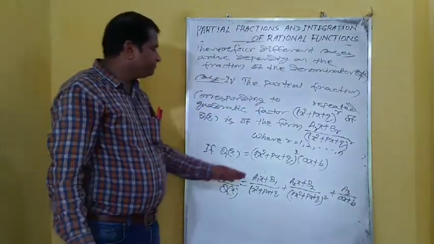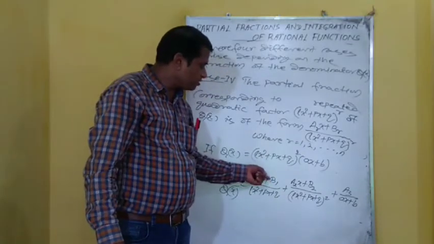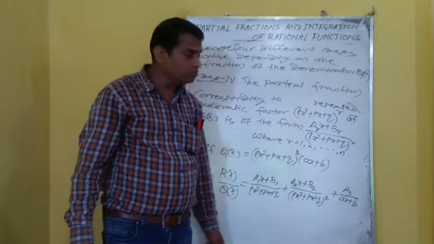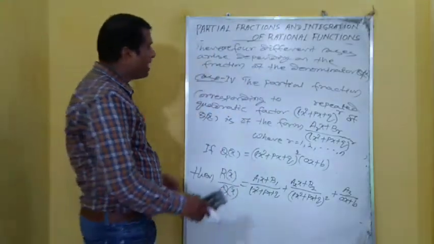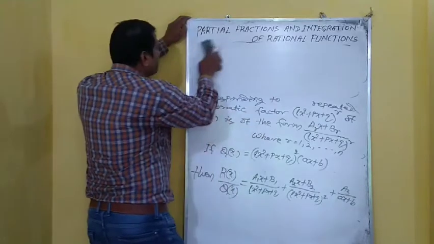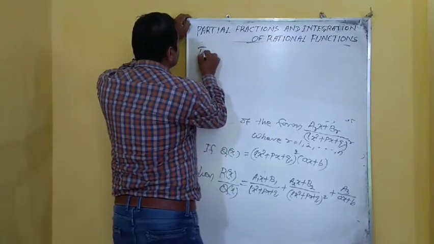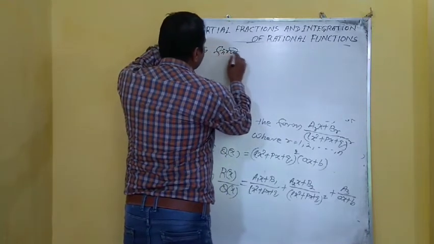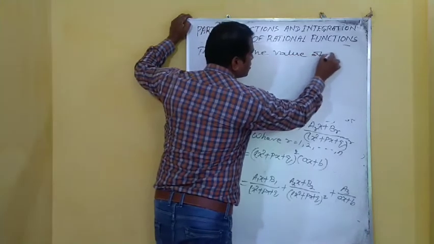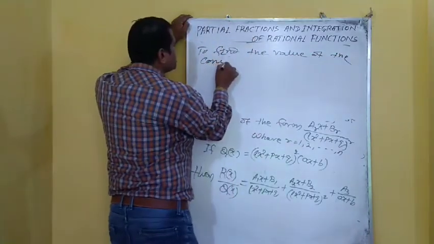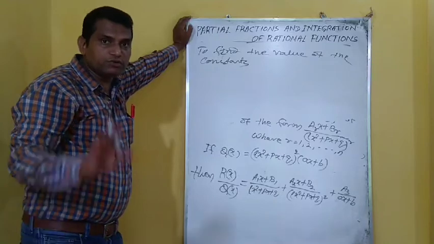Okay. So now we should know how we can find the constants A1, B1, A2, B2 and A3, etc. There are two methods to find the value of the constants. We use two methods.